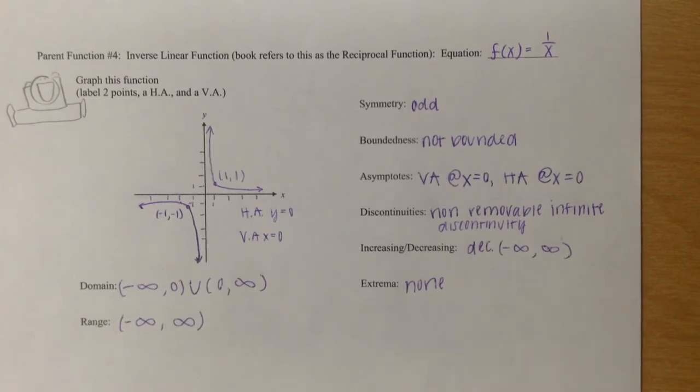If you read the graph from left to right, you can see it decreases from negative infinity to infinity, and since there are no local minimums or maximums, there is no extrema.